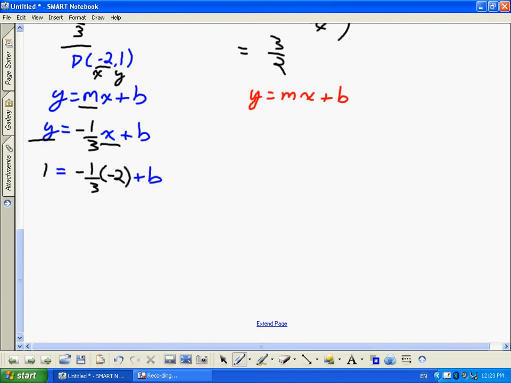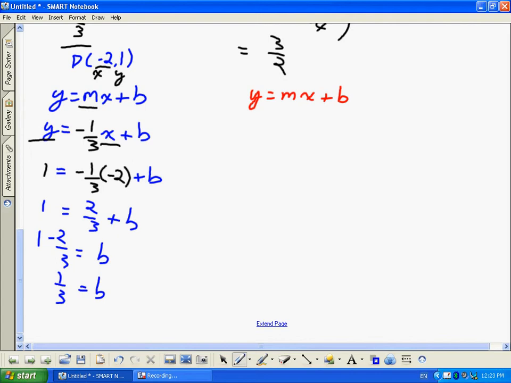Now that I've got a value for y, m, and x, I can easily solve for the b. The b is going to be the y-intercept of this line. So I just carry out BEDMAS. This becomes 1 equals 2 over 3 plus b. b equals 1 minus 2 over 3. b equals a third. I did that quickly in my head.